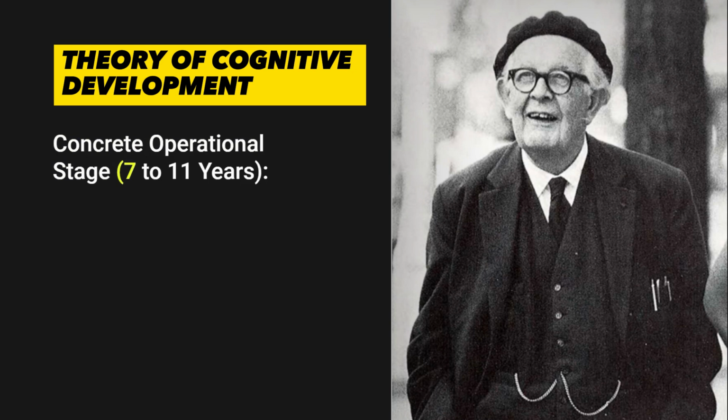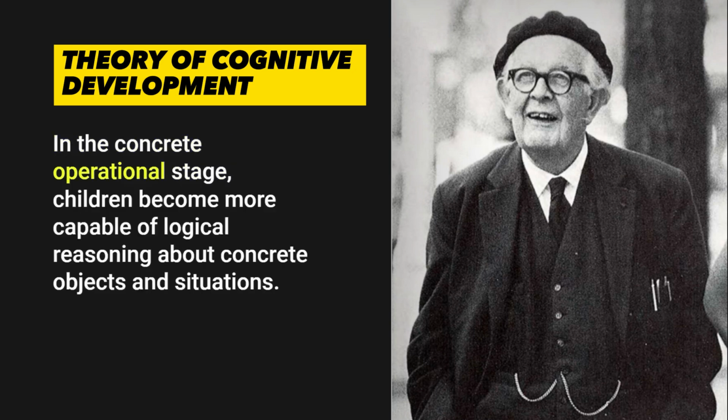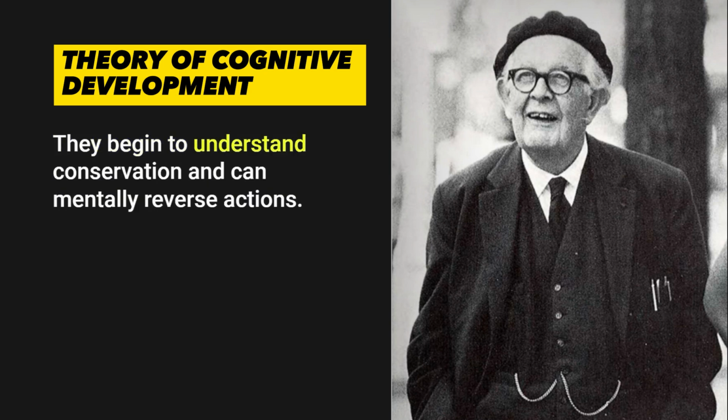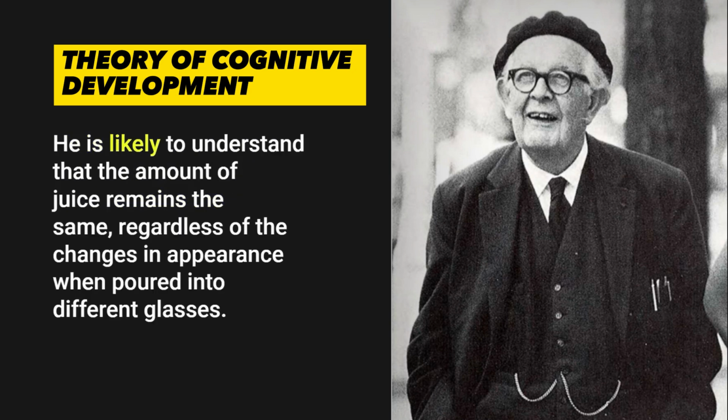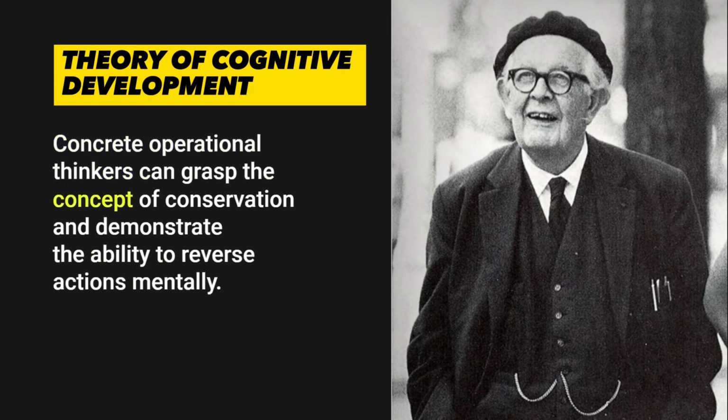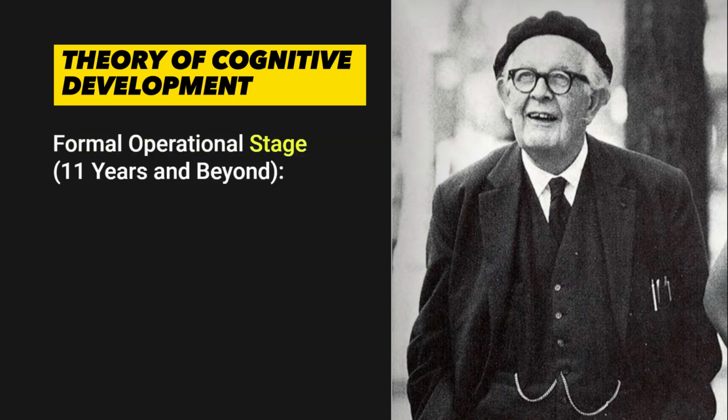3. Concrete Operational Stage. In the concrete operational stage, children become more capable of logical reasoning about concrete objects and situations. They begin to understand conservation and can mentally reverse actions. Example with Alex. Now, Alex is given the same task with two glasses of juice. He is likely to understand that the amount of juice remains the same regardless of the changes in appearance when poured into different glasses. Concrete operational thinkers can grasp the concept of conservation and demonstrate the ability to reverse actions mentally.